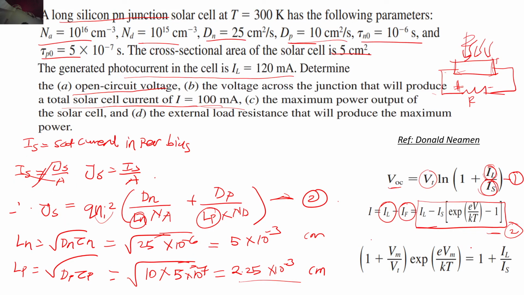Now the last part is pretty interesting. They are asking us to calculate the maximum power output of the solar cell. So now what we have to do, you know this curve, right? I will just draw one curve. You have V and I over here, and this is the curve for the solar cell. This is your short circuit current, and this is your open circuit voltage, right?